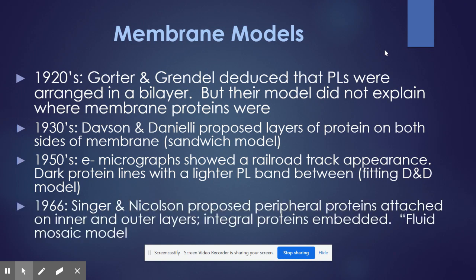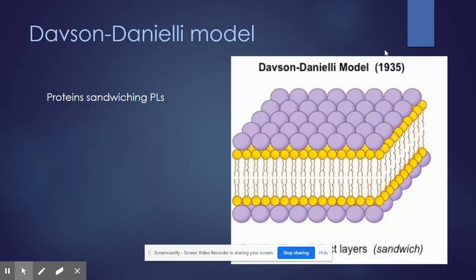But then in 1972, Singer and Nicolson proposed peripheral proteins attached on inner and outer layers. Integral proteins are embedded. This is the fluid mosaic model of today, and we'll see some pictures of these. Here's the Davson-Danielli model from 1935. The sandwich model: you can see the purple are the protein layers on either side of the phospholipid bilayer.